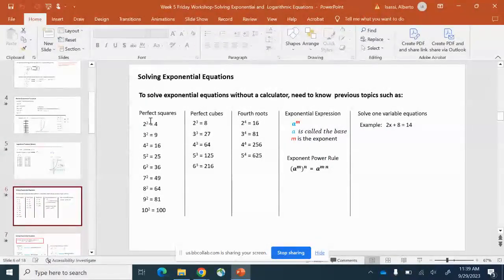Okay, mija, you have to know these. These are perfect squares, meaning the square root of 4 is 2, or 2 squared is equal to 4, 3 squared is equal to 9. So please try to know all these right here. And the more that you know, the better off you'll be. And also these are perfect cubes, because 2 cubed is equal to 8, 3 cubed is equal to 27, and so forth. So at least know up to 6. And these are the fourth roots. So these are things you gotta know before you actually begin solving exponential equations without a calculator.